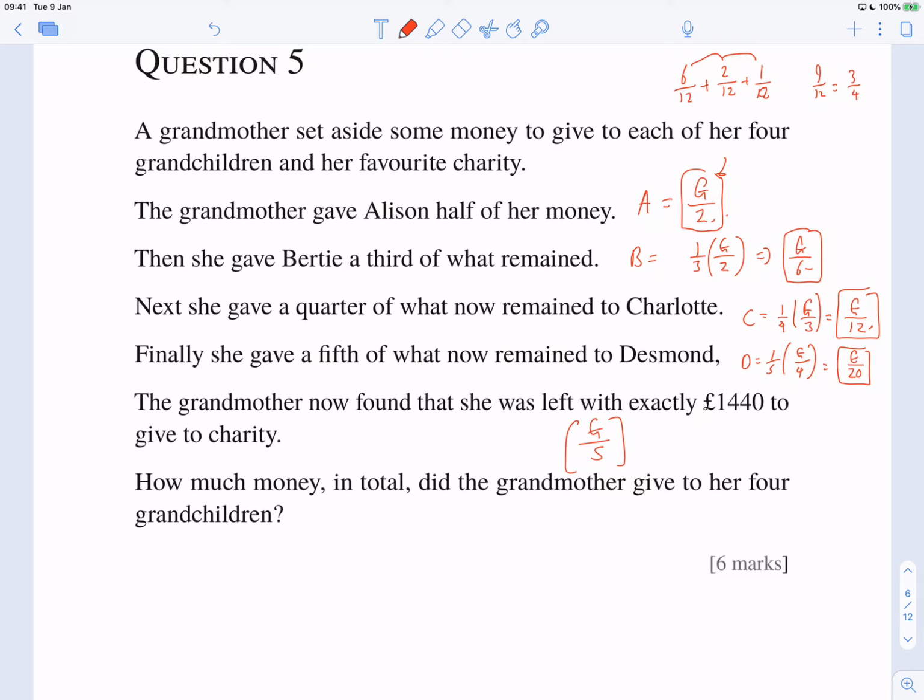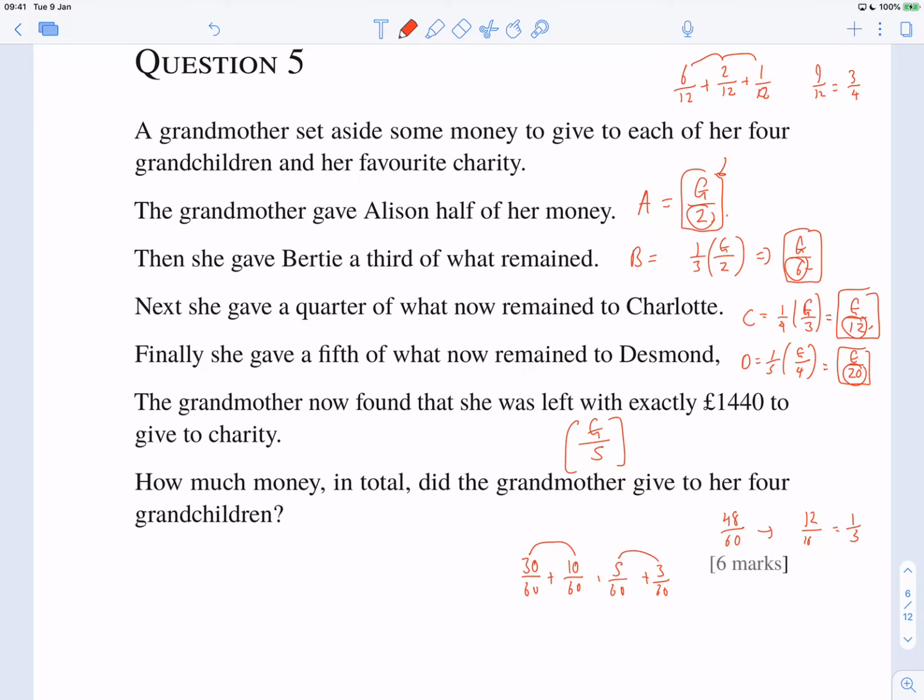But just to confirm, what's the lowest common multiple of halves, sixths, 12ths and 20ths? Well, let's get it out of 60. Halves is 30 out of 60, plus a sixth, that's 10 out of 60. 12ths is going to be 5 out of 60, and a 20th is going to be 3 out of 60. 30 plus 10 is 40, 5 plus 3 is 8. So 48 out of 60 has been spent. So that means there's only 12 out of 60 left, which is 1/5, which is what we deduced. So the grandmother now has found that she has left exactly 1,440 to give to charity.